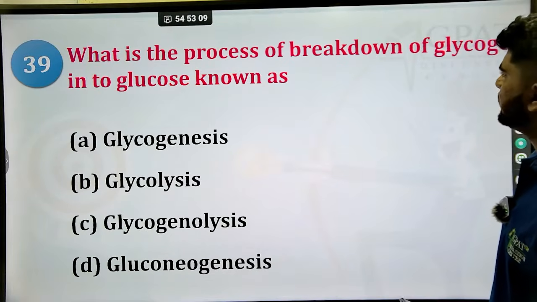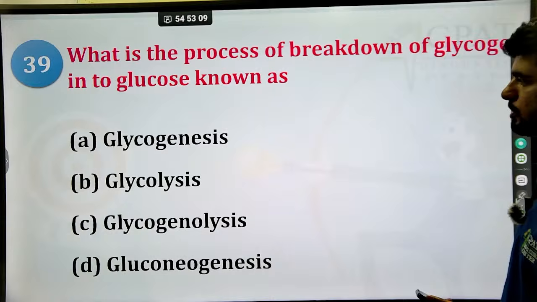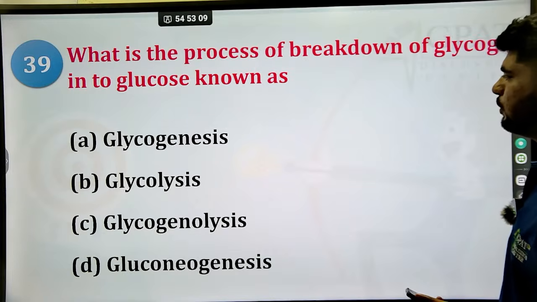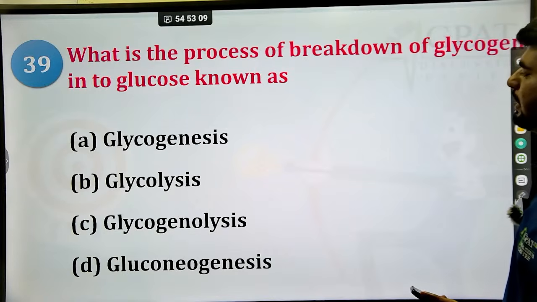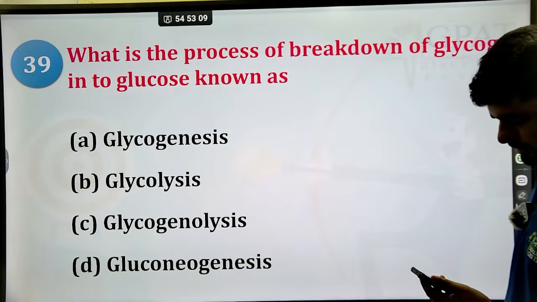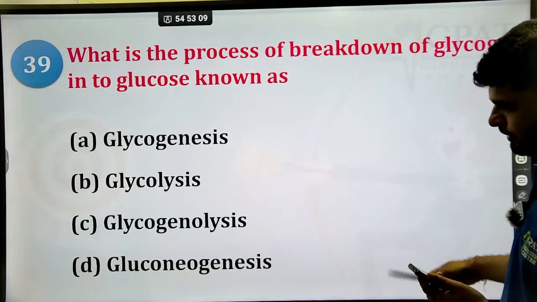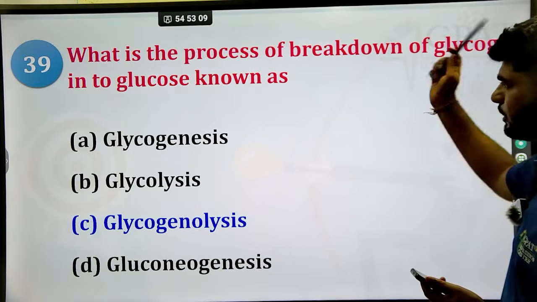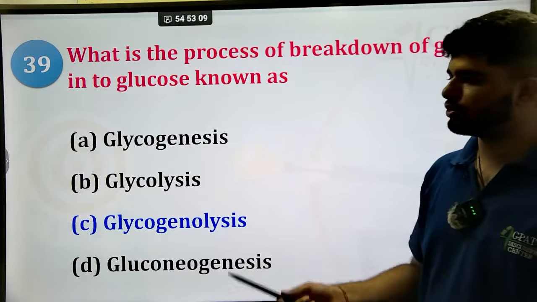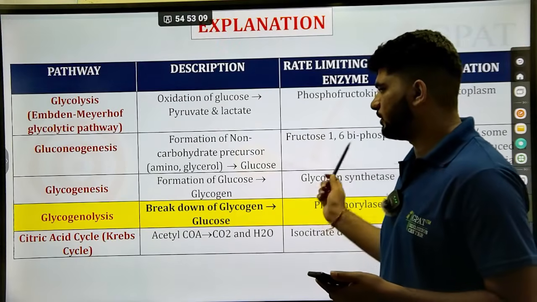Now, the process of breakdown of glycogen into glucose is known as? Glycogenesis? No. Glycolysis? Glycogenolysis? Gluconeogenesis? That is your glycogenolysis, because glycogen is being broken down and converted into glucose. So glycogenolysis would be your correct answer.